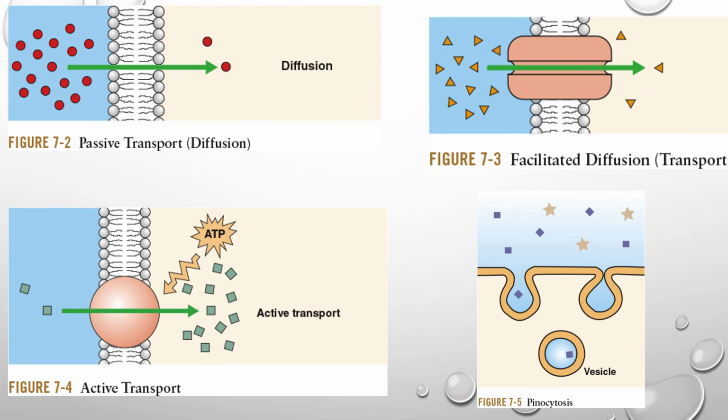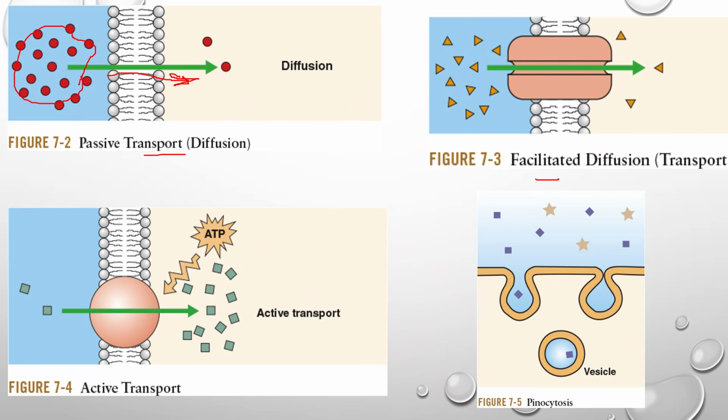So here are just some pictures to kind of visualize what's happening. Again, passive transport or diffusion. We have a lot of molecules here on the left. It can easily cross through our phospholipid bilayer, that membrane of our cell, and it's going to go right into that lower concentration.